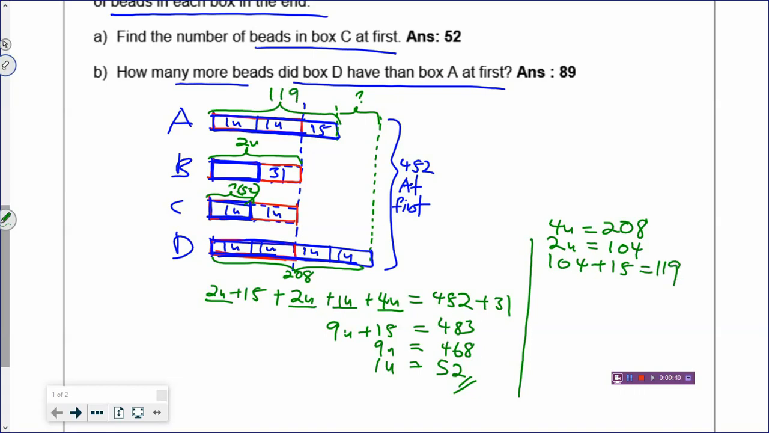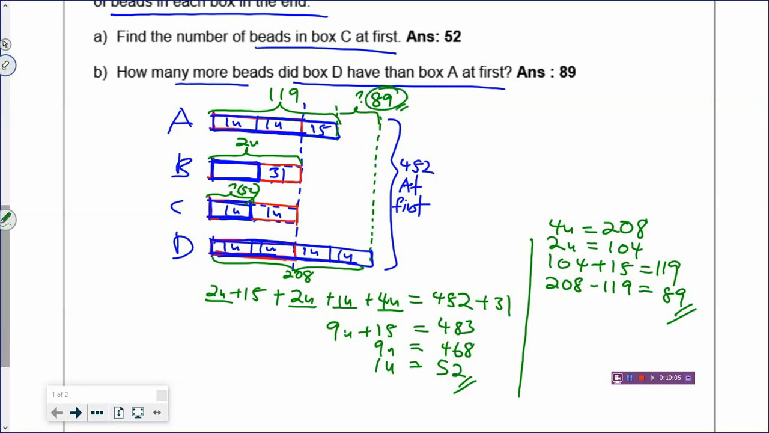Alright, so how many more bits in box D than box A at first? You take 208 minus 119. And that's how you get your answer, which is 89. So box D has 89 more than box A at first, right? And that's how you solve the problem.